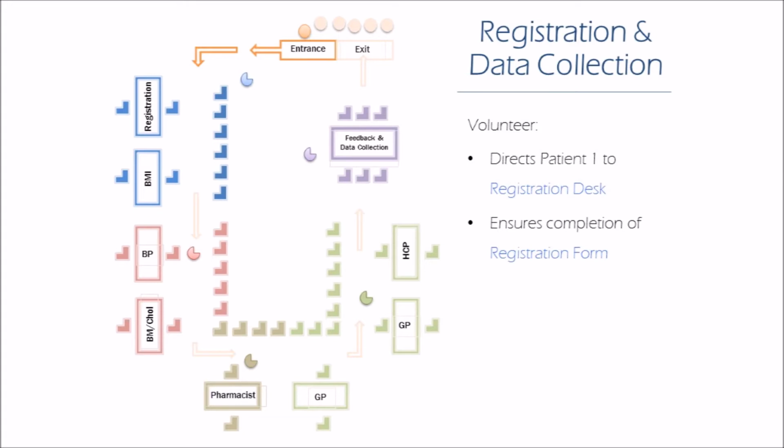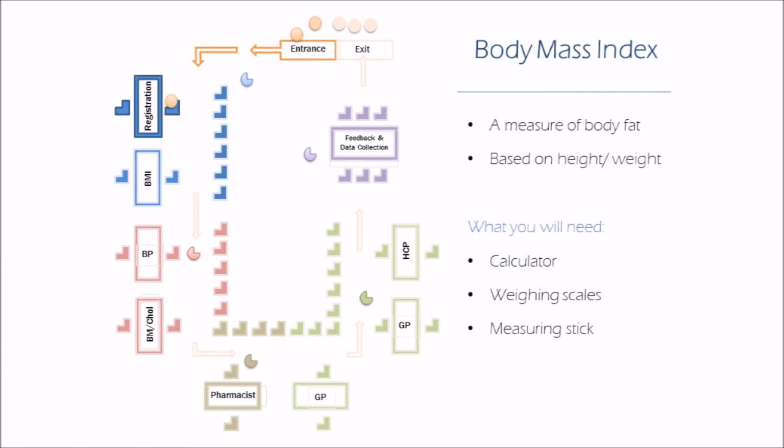However, we would like to emphasise that data collection is vital to the continuing success of the RHAC campaign. Anonymised data will be collated and analysed to identify the health issues common to each community. The registration, data collection, and feedback stations can be situated next to each other at the entrance of your event. It is important that you have laptops available and an allocated volunteer for each of these 3 tasks. A volunteer should then direct patient 1 to the BMI desk and patient 2 to the registration desk.